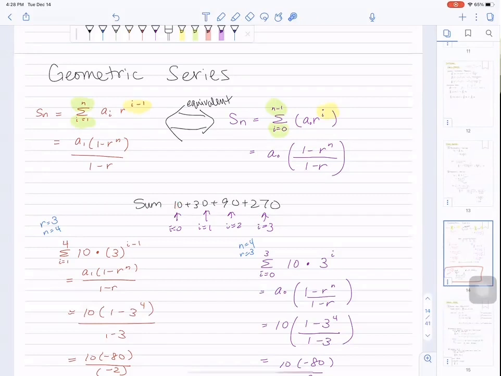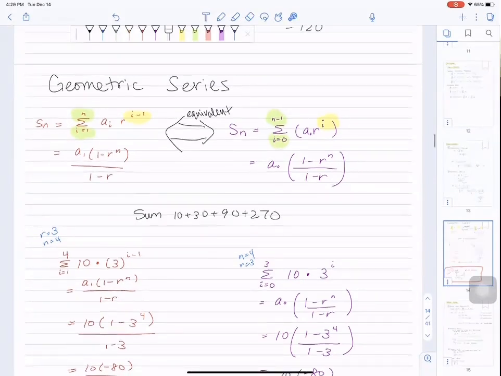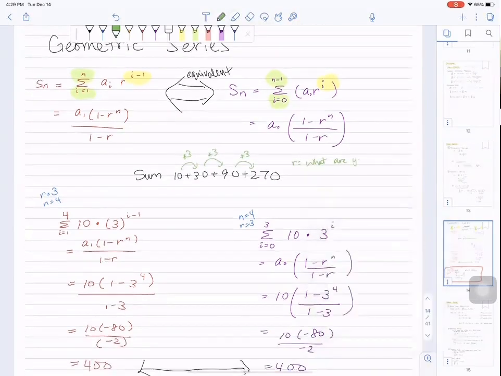Because if you think about it, if we're doing 10 plus 30 plus 90 plus 270, r is what you're multiplying by. For a geometric series, say you're starting at 10. You multiply by 3, and you get the next term, which is 30. Then you multiply by 3 again, which is 90, etc. So your r equals what you're multiplying by, which in this case is 3.